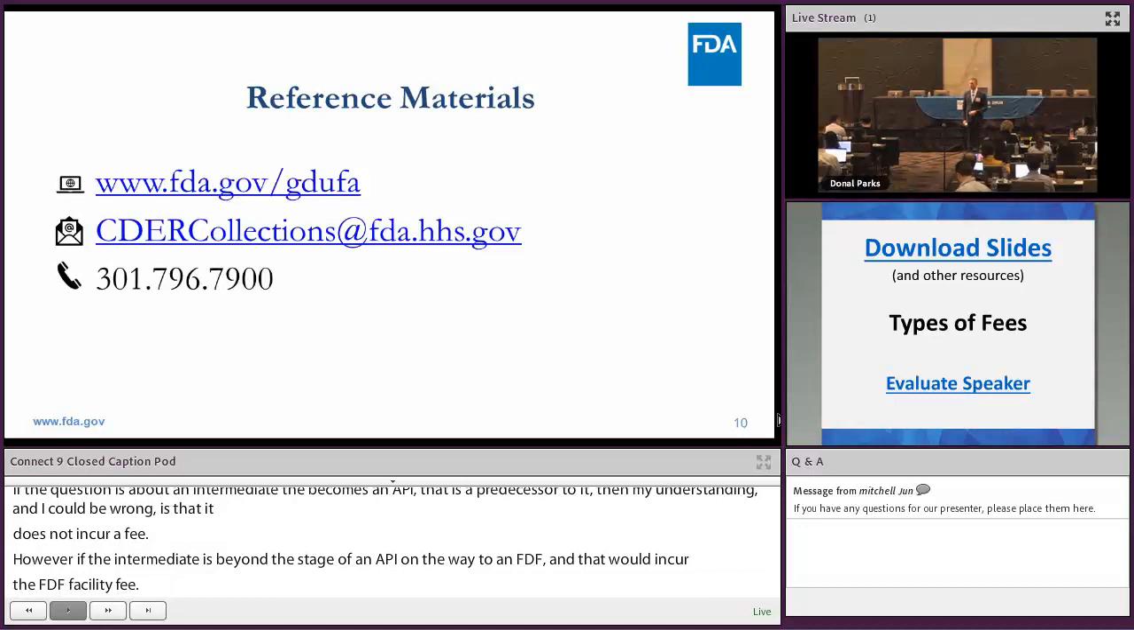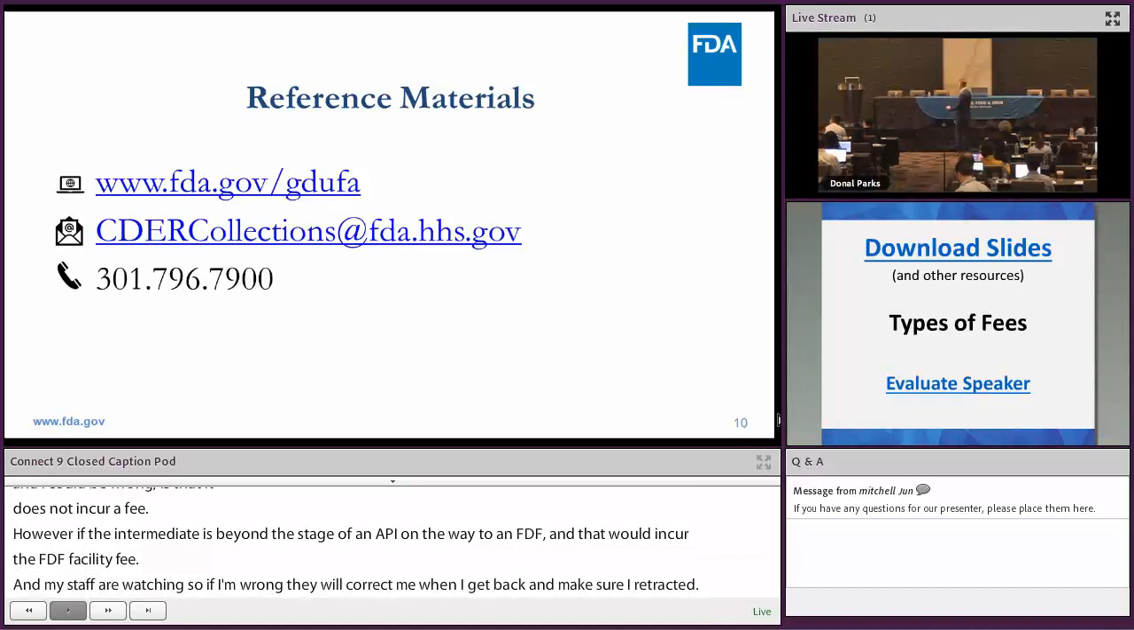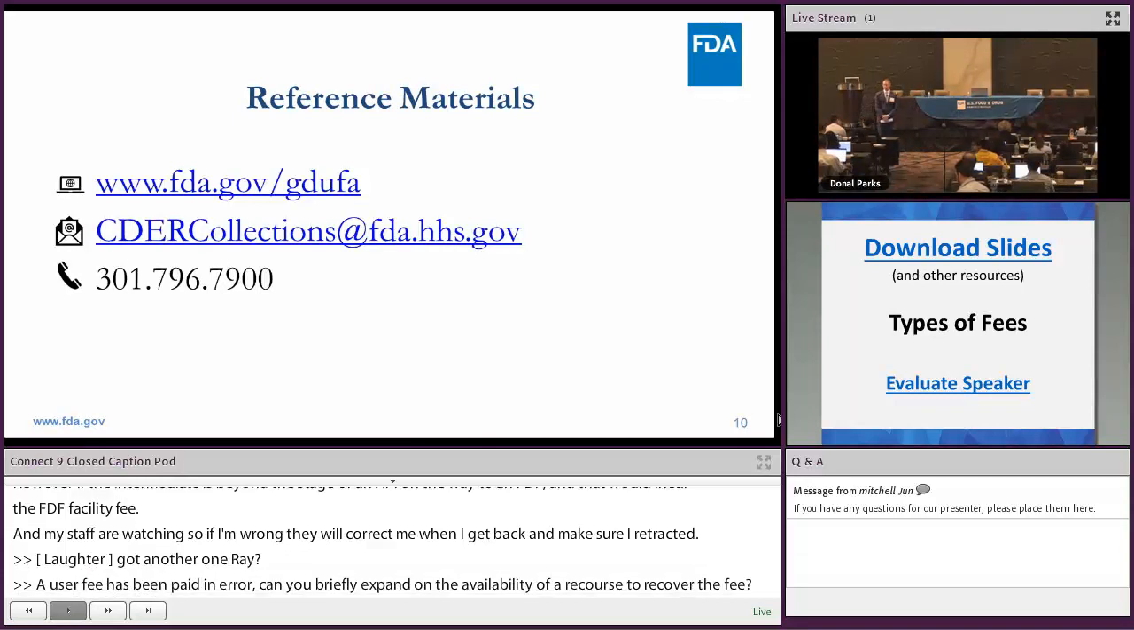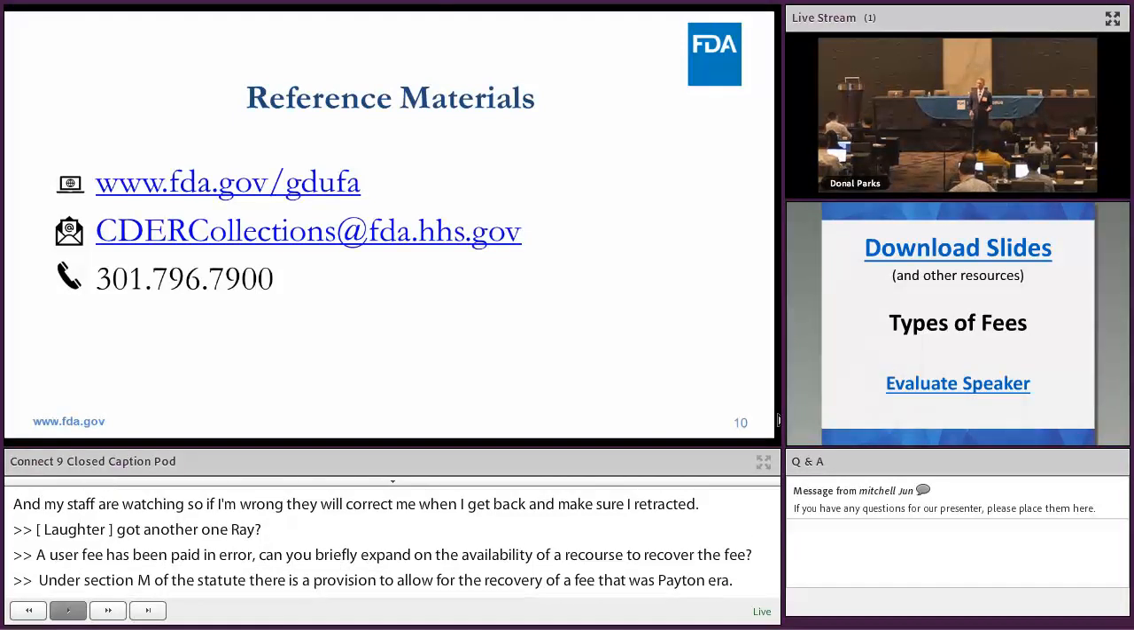In the event a user fee has been paid in error, could you briefly explain the availability of a recourse to recover the fee paid? So under Section M of the statute, there is a provision to allow for the recovery of a fee that was paid in error. It doesn't define what error is. And so if somebody does come to us and say, we goofed, and here's what our goof was, then we have to evaluate that on its merits and see if it does qualify as an error. If it does, we can give it back.